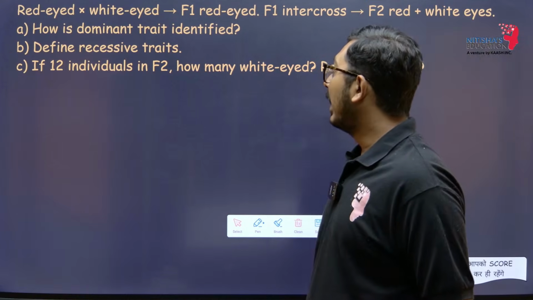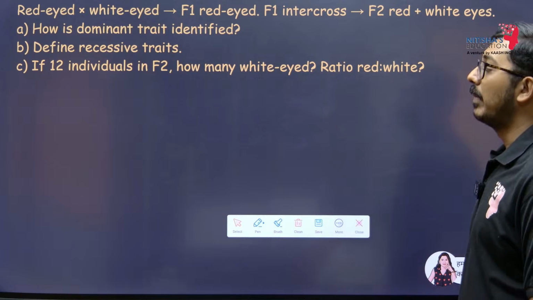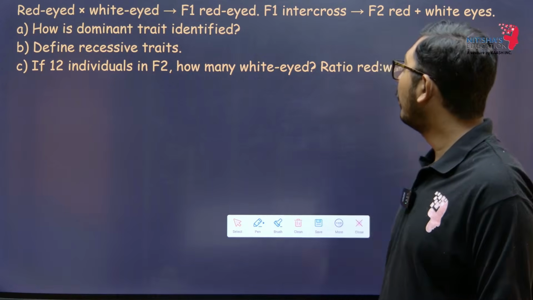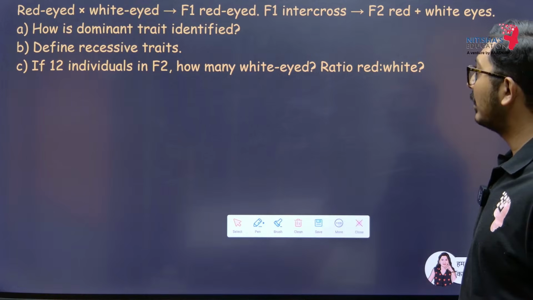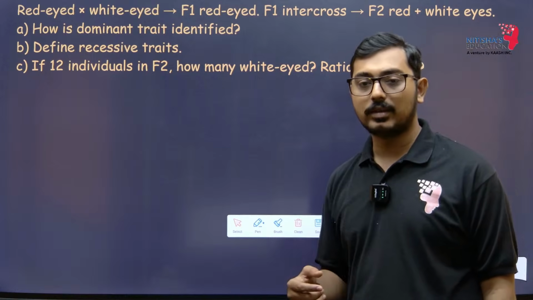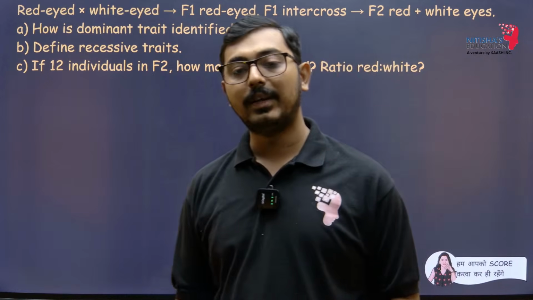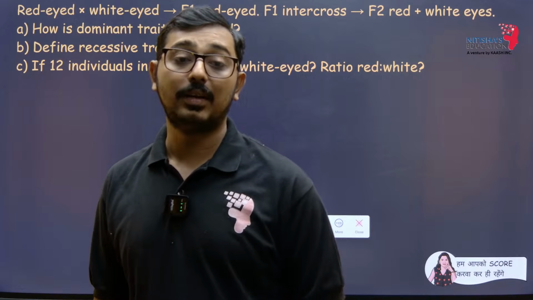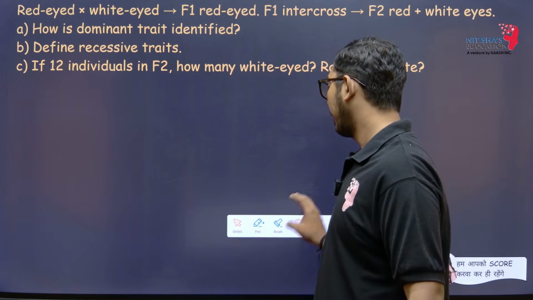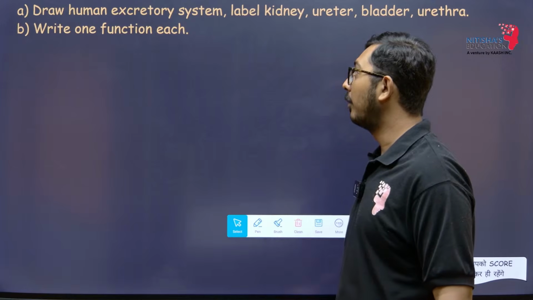Red-eyed, white-eyed cross means both of them. If you have it, then what will it produce? F1 red. I guess it's the same question repeated, but in another form. These are PYQ questions, so some questions are repeated in the next year, but in changed form. So this is an example for it. Same question, but in a different form.